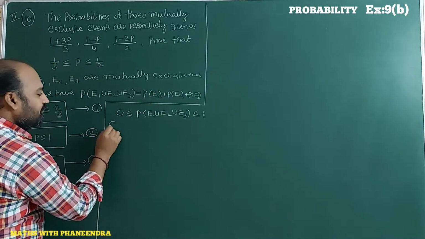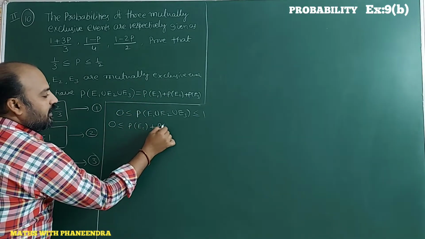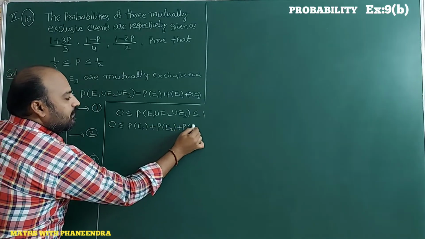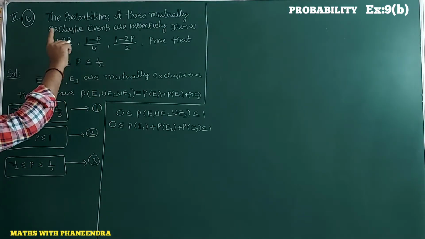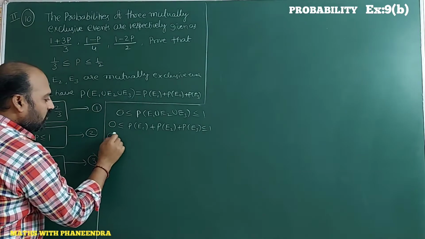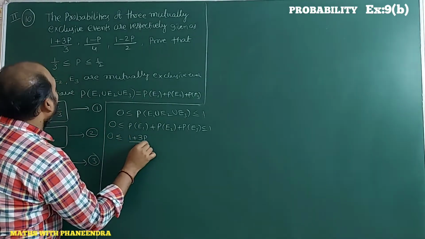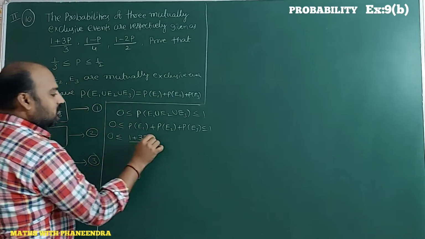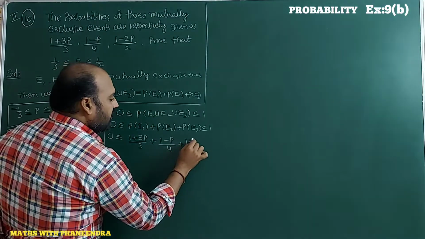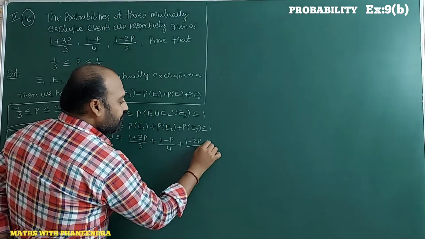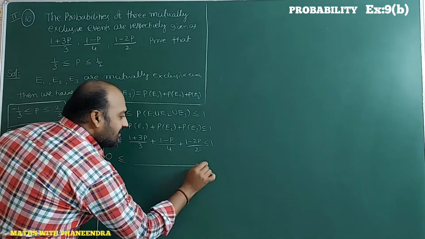This value is equal to what? 0 is less than or equal to P of E1 plus P of E2 plus P of E3, which is less than or equal to 1. So substitute these values. This is P of E1, P of E2, P of E3. 1 plus 3p by 3 plus 1 minus p by 4 plus 1 minus 2p divided by 2 is less than or equal to 1. 0 is less than or equal to, here the LCM of 3, 4, 2.